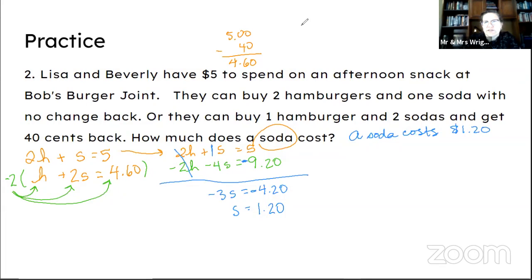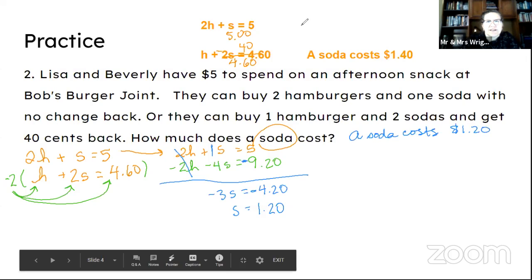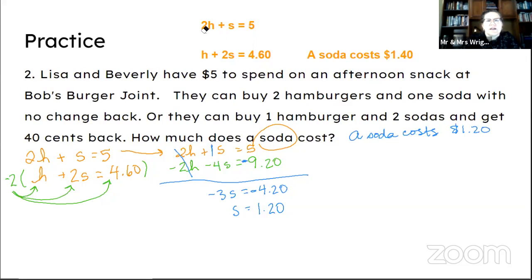Let's see, I should have the answer written here. Oh, I have it covered up. All right, we had 2H plus S equals 5, H plus 2S equals 4.60. Got those correct. A soda costs $1.40. Oh, that's what I have written down on my paper, but I wrote it down wrong on the board here. So let's rewrite that. Soda costs $1.40. -4.20 divided by -3 is $1.40. So let's correct that, $1.40. Yep.